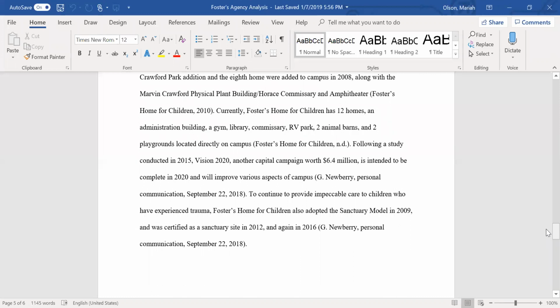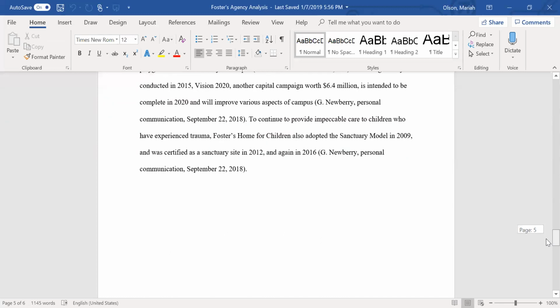And this information will either come from, like I said in the beginning, the website that your agency has, or pamphlets that they have, or again, personal communication if you need more in-depth information and you have to ask your community partner or other contacts that your community partner has given you for this paper.